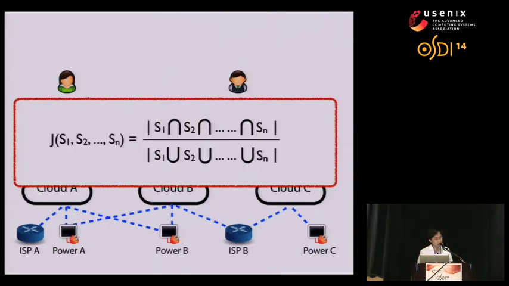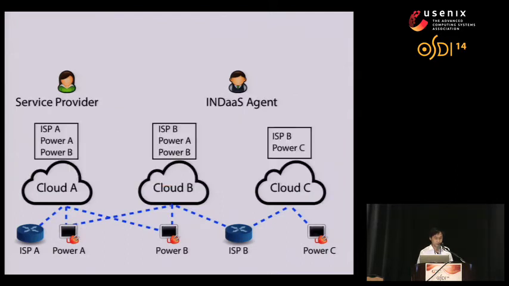Jaccard similarity is very simple. We only need to know the set intersection cardinality and set union cardinality. Let me show you how we use Jaccard similarity to calculate the independence. For example, if we want to compute the independence of the redundancy configuration including clouds A and B, we should compute the set intersection cardinality and set union cardinality. Then, they can calculate the Jaccard similarity. So in this example, the Jaccard similarity is 0.5.